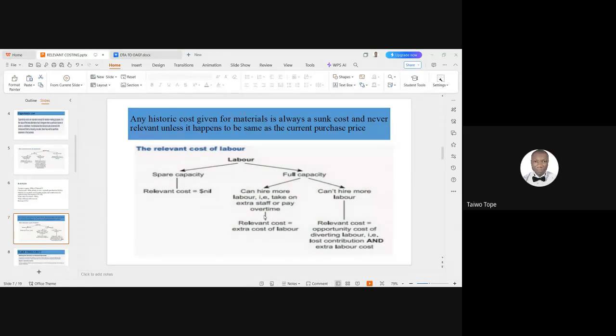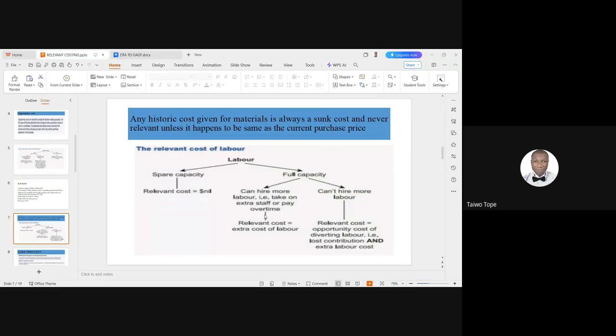If we need more hands, that is, we need more labor, and we pick idle staff, it means the idle staff are not contributing anything to the department. There is no benefit. They are not giving out anything. There is no contribution to their existing department. If there is no existing contribution, the cost will be zero.